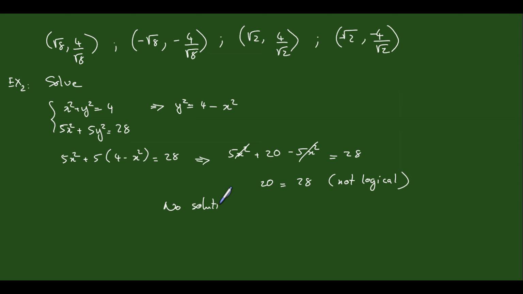What does it mean when you say no solution? It means that these two curves never intersect each other. They never overlap each other. Okay, so that's the second example.